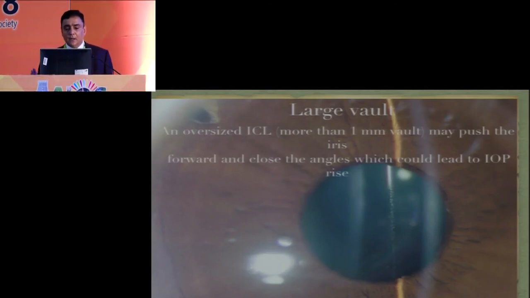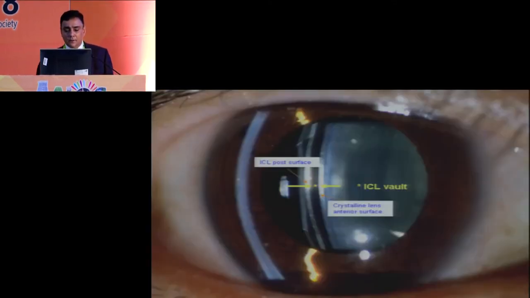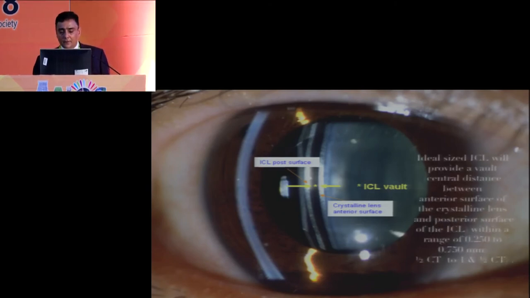But if it is large, more than 1 millimeter, it may push the iris up. It may cause peripheral anterior synechiae, and this may lead to glaucoma. So this is one thing that is possible. Of course, with the ICL, you can see the distance between the posterior surface and the anterior surface.